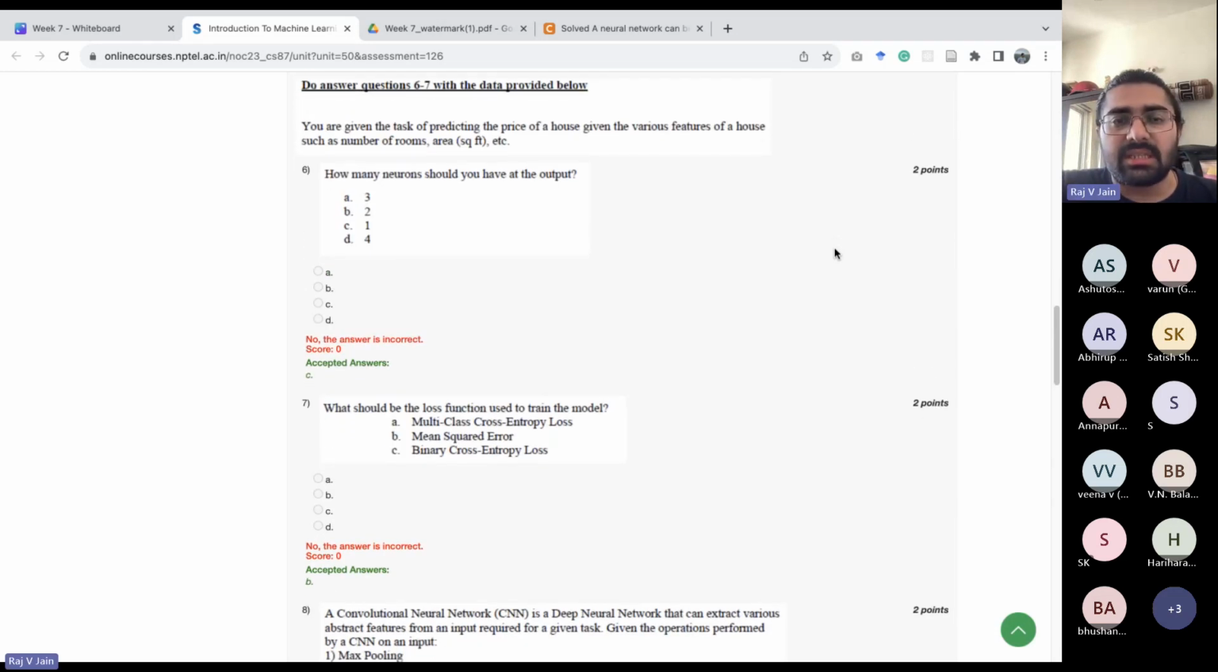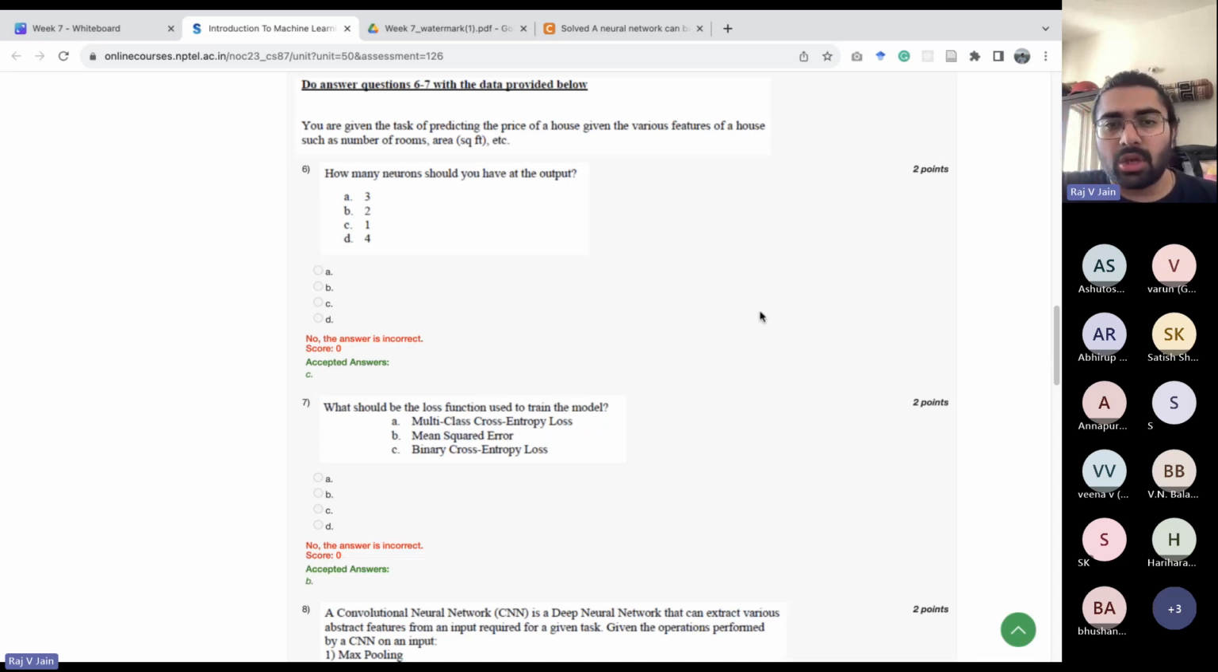Question 6 and 7. You are given the task of predicting the price of a house, given the various features of a house, such as number of rooms, square feet, etc. How many neurons should you have at the output? So the answer is 1, right? Because you just want the price of the house, one number.